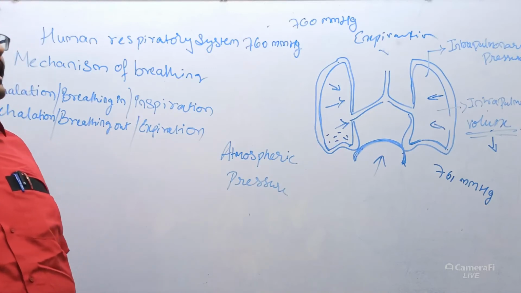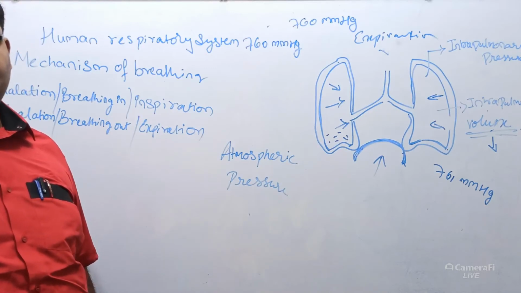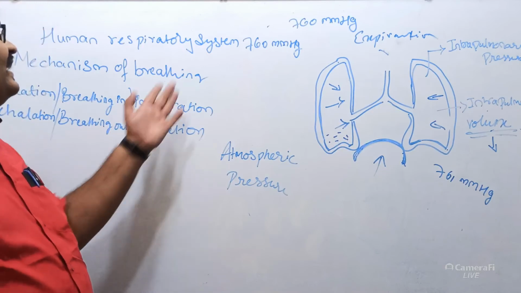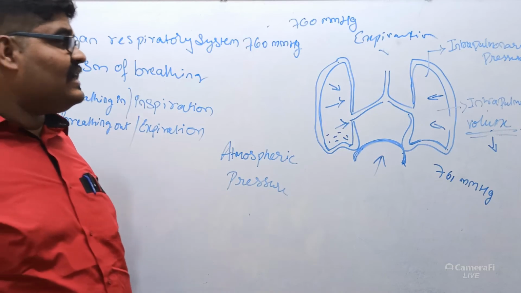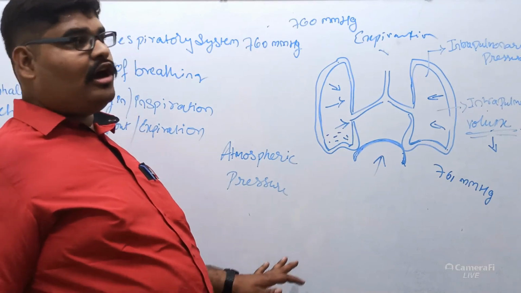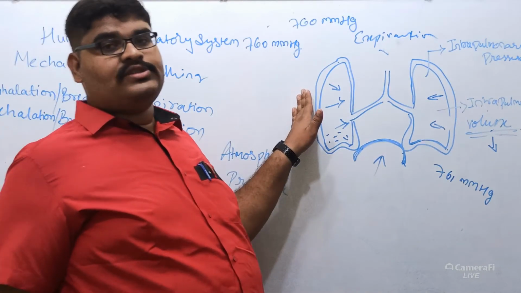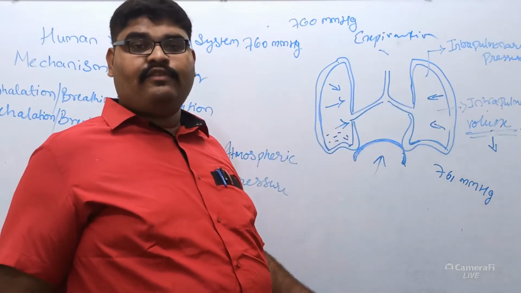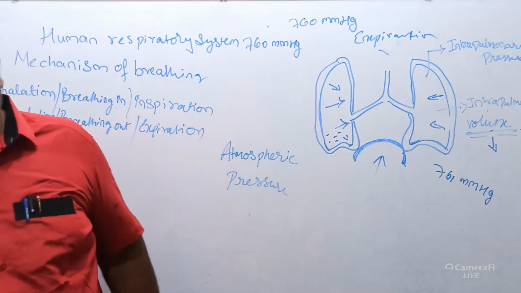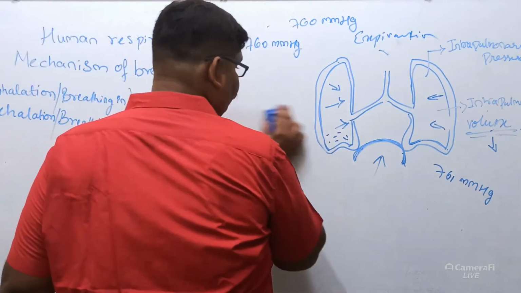Now let us understand the differences between inspiration and expiration, that is, breathing in and breathing out. When we breathe in, the contraction of intercostal muscles and diaphragm takes place. Then in expiration, what is happening? We will make a note. It would be easy for us to know.